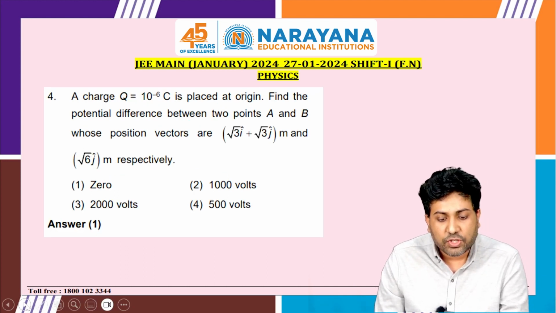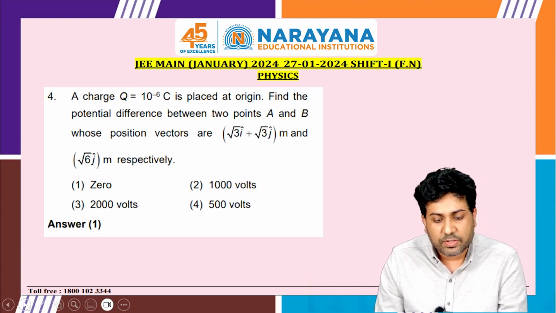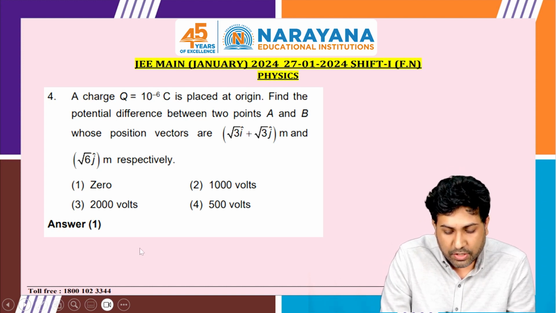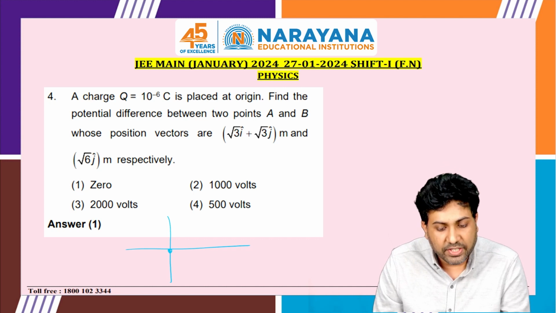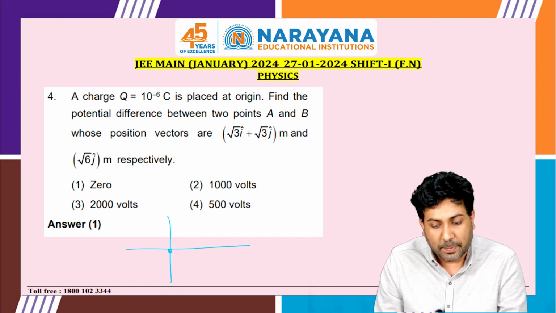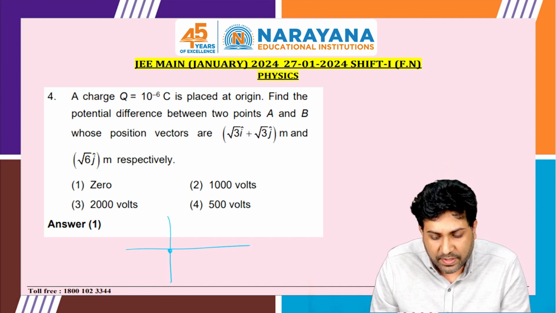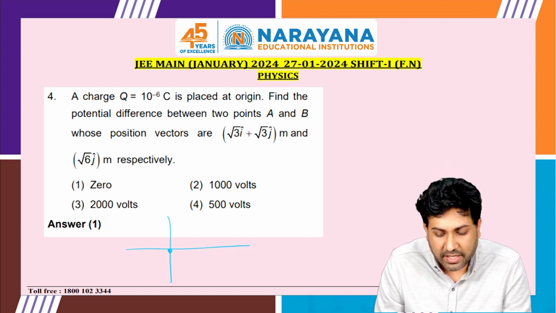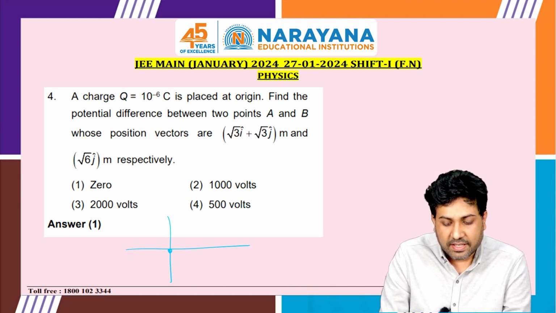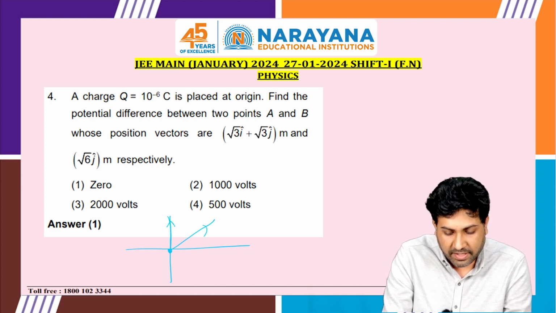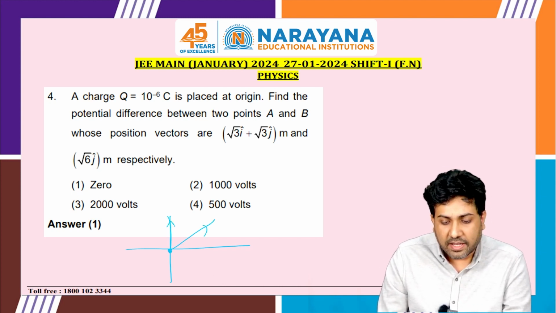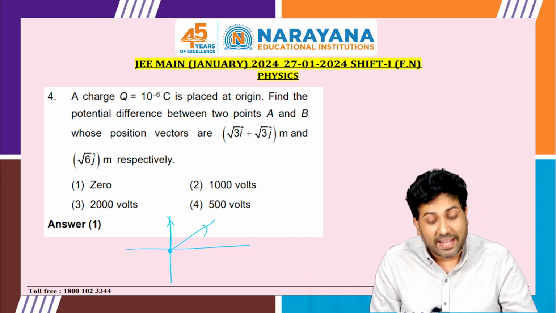A charge q equal to 10 raised to power minus 6 coulomb is placed at the origin. So at the origin of the coordinate system, we have one charge whose magnitude is 10 raised to power minus 6 coulomb. Find the potential difference between 2 points A and B whose position vectors they have given. So there is one vector somewhere here and one vector somewhere here. Now I know that the electric potential is a scalar quantity.